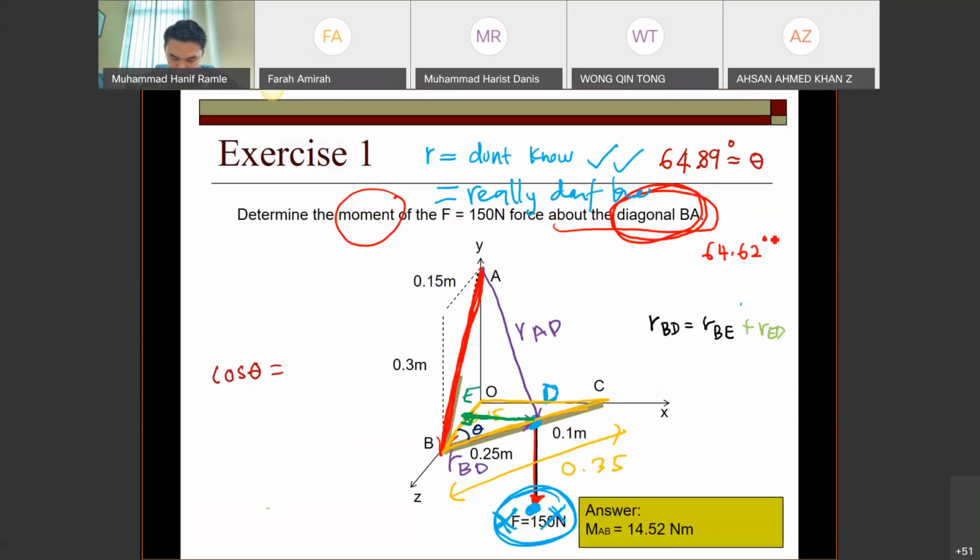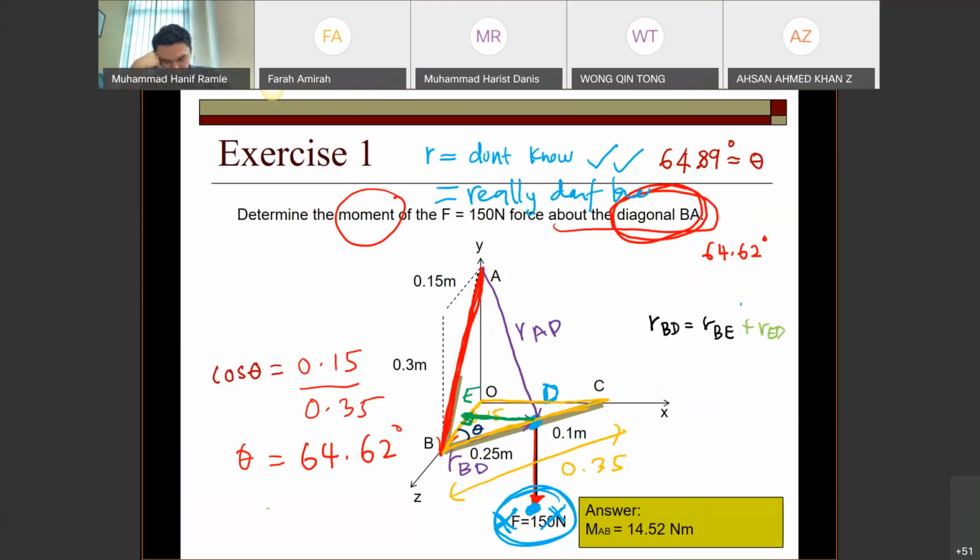So if you calculate using trigonometry, you will get cos theta equal to BO, which is 0.15, over the hypotenuse, 0.35. So you will get theta straight away. How much? Let me check. Yeah, the answer is 64.62 degrees. So the answer is 64.62 for theta.